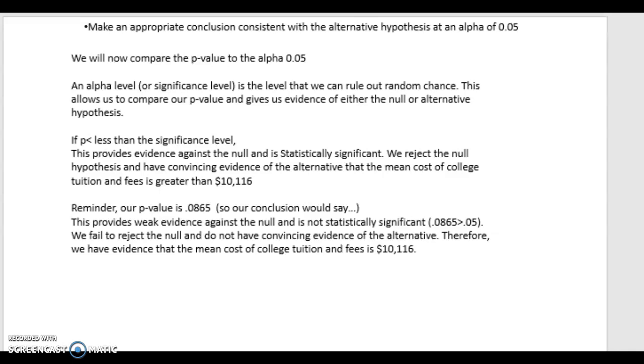This provides weak evidence against the null. Therefore, it is not statistically significant. We failed to reject the null and do not have convincing evidence of the alternative. Therefore, we have evidence that the mean cost of college tuition and fees is $10,116. Make sure that whenever you make a conclusion that you do use context to answer the question. You're telling me which hypothesis is true in context.